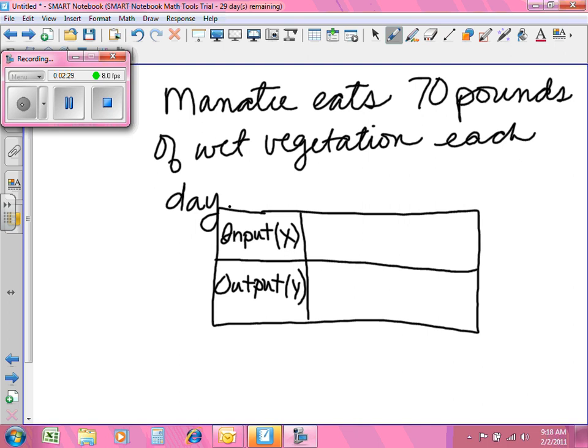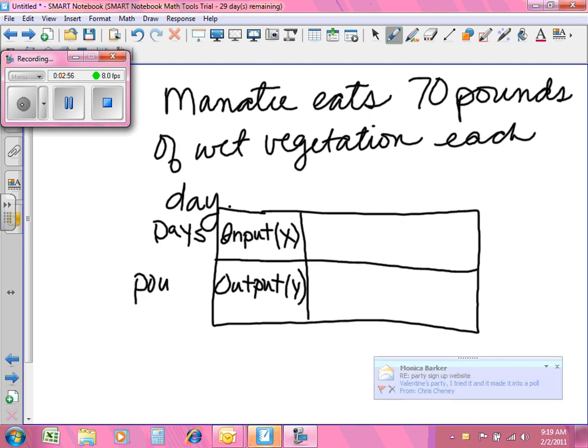Okay. So the days are going to be the input. We can use the number of days to figure out how many pounds the manatee eats. We know that he eats 70 pounds each day, but if we want to find the relationship between the number of days and the pounds, the pounds are going to be the output. That's going to be the output.